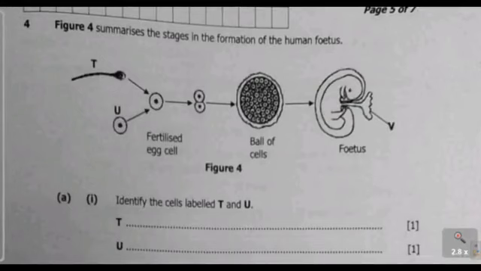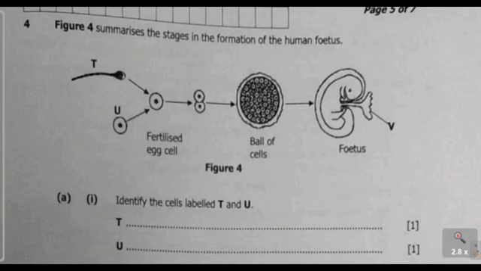So right here with me, I have a question that came in biology paper 2, and this question is coming from the topic reproduction in animals. First, we know that reproduction is the process by which living organisms produce their offspring. Okay, so here the question reads, Figure 4 summarizes the stages in the formation of the human fetus.